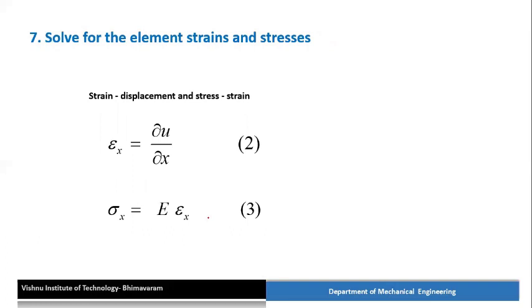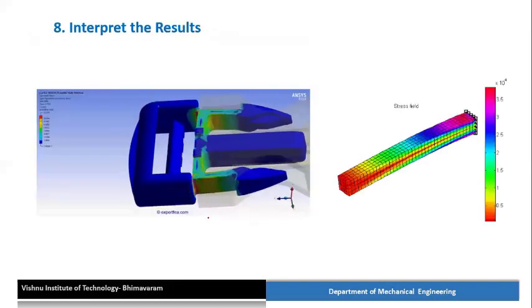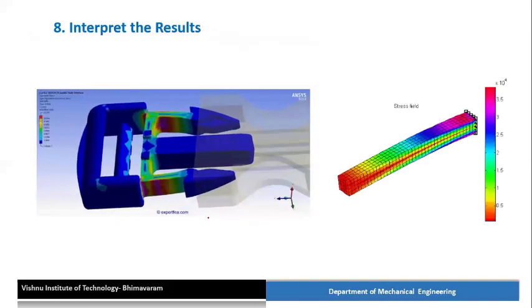The next step is to solve for the element strains and stresses. In this step, we know the stress-strain and strain-displacement relations in equations 2 and 3, like strain is equal to dou u by dou x, and stress is equal to E into strain. These equations we already know. From these equations, we can directly substitute the unknown values of displacements and find the strain of that particular element and the stress of that element. Finally, interpret the results.